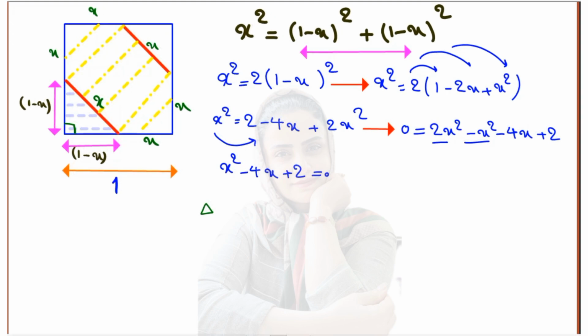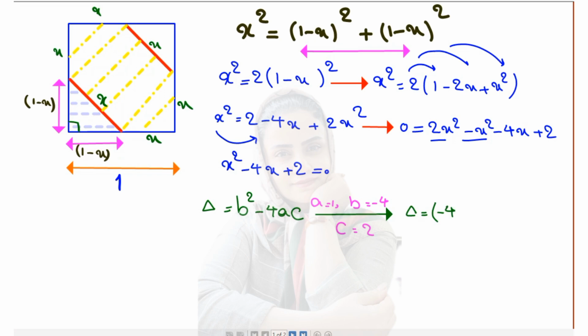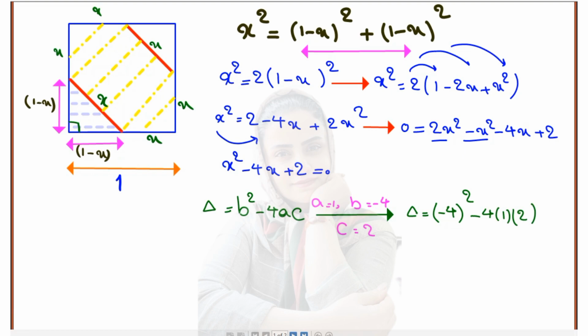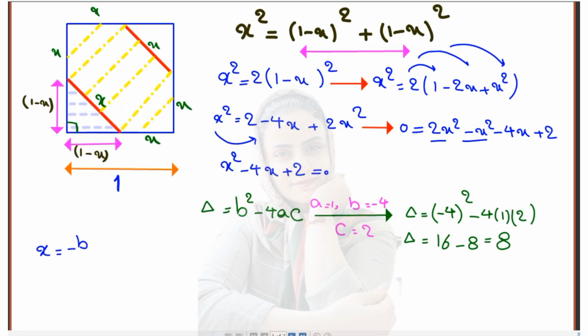Now we solve this quadratic equation using the quadratic formula. We know the formula is x equals negative b plus or minus the square root of delta, all over 2a. In our case, a is 1, b is negative 4, and c is 2. Now we find delta, which is the discriminant. Delta equals b squared minus 4ac. So we get negative 4 squared minus 4 times 1 times 2, which equals 16 minus 8. So delta is 8.